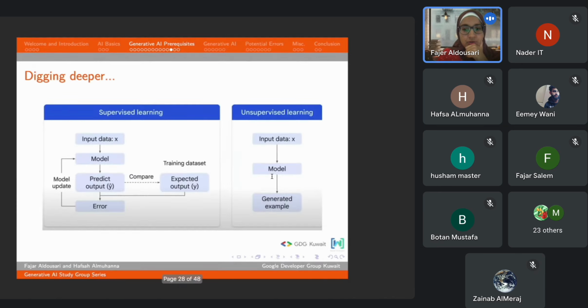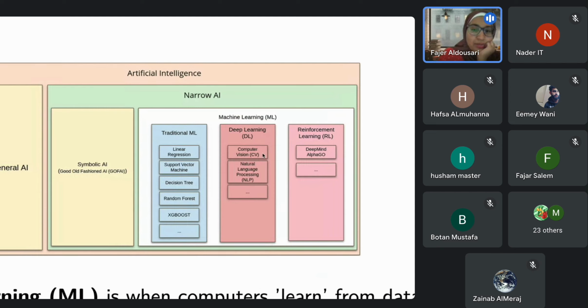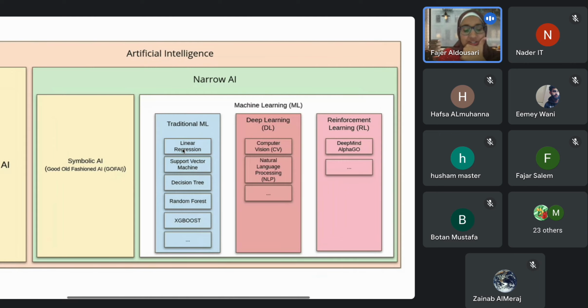If we go back to here, you can see that deep learning is one of the categories of machine learning. What we talked about earlier, right before deep learning, was all the algorithms, like linear regression. We just touched slightly on them in the examples. Those are traditional machine learning models, but deep learning enables us to go deeper. It doesn't say here that it uses neural networks. It just says the kind of applications, so computer vision, natural language processing, etc.